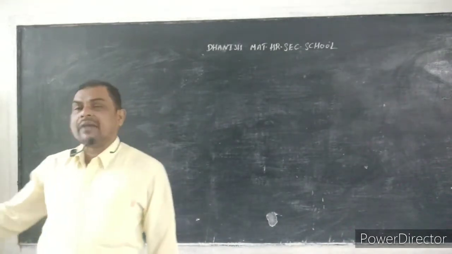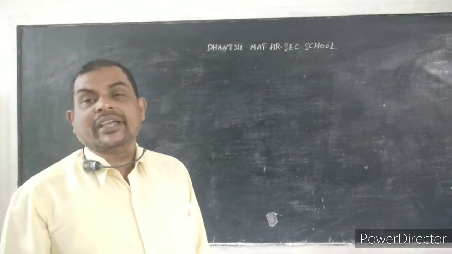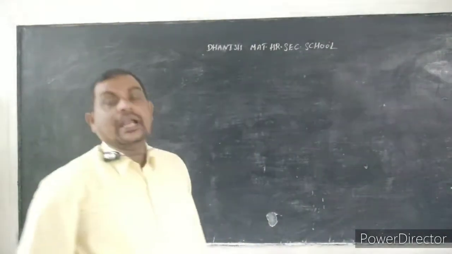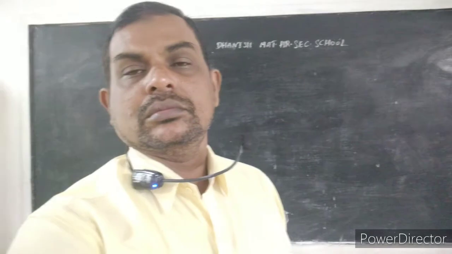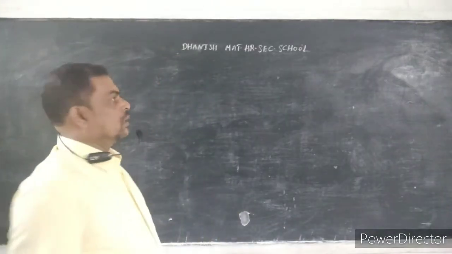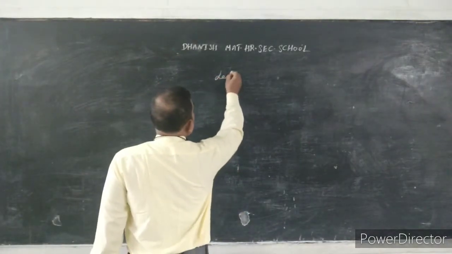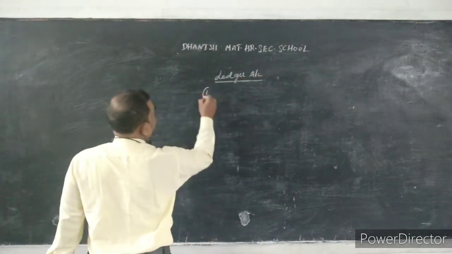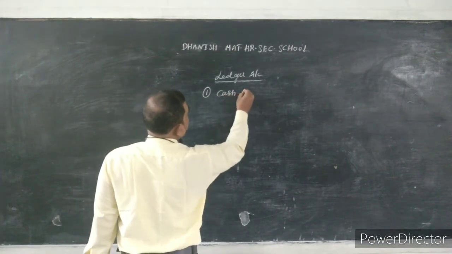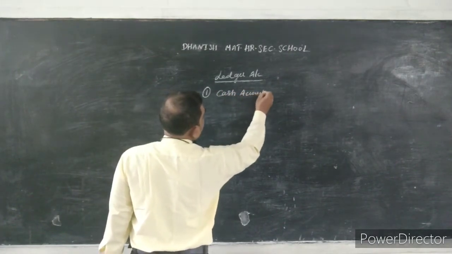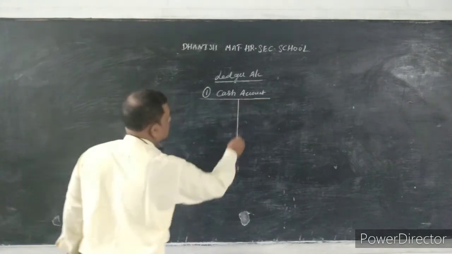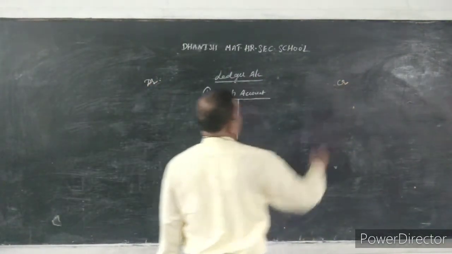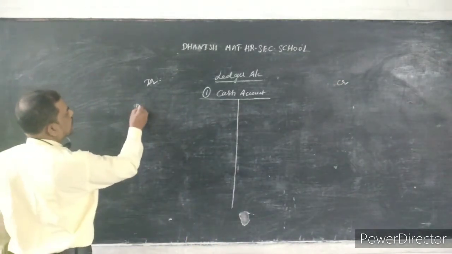So journal entries can be prepared on a single side. A ledger account can be prepared on a double side. So we have to put the ledger account. Ledger account number 1, cash account. So this is DR, this is CR. Okay, what is the format?